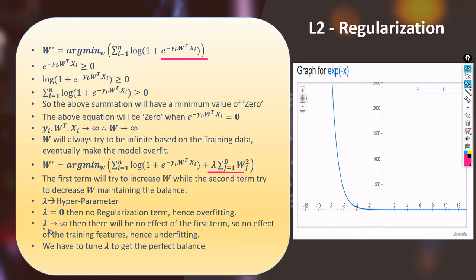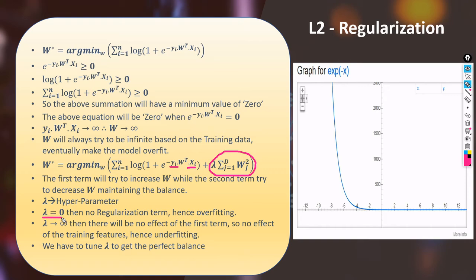Now if lambda is infinite or approaching infinite, then this particular regularization value will dominate this loss value, and eventually it will underfit, because in this regularization term there are no features, right? There is no training data, there are no training features, right? So eventually the effect of the training data, the feature vector, will reduce drastically, right? So in that case the model will tend to underfit.